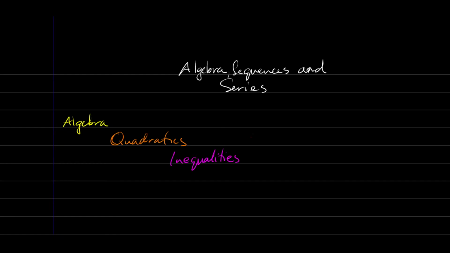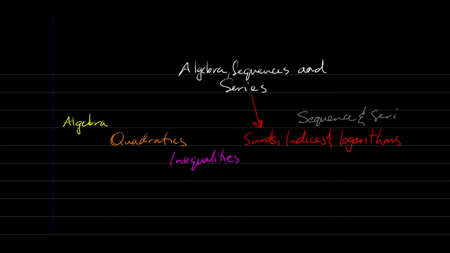And now we're on to surds, indices, and logarithms. This is where we're at right now. And the next one after logarithms is going to be sequence and series. So we are almost finished with this section. Okay, so let's start off with surds.